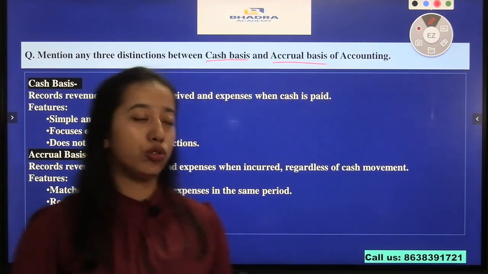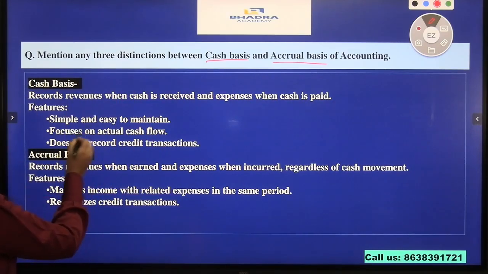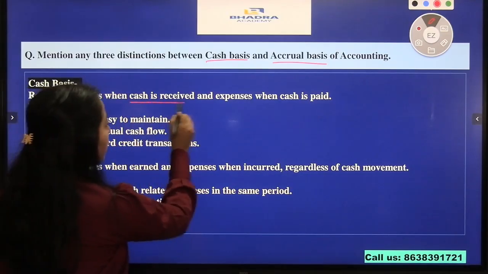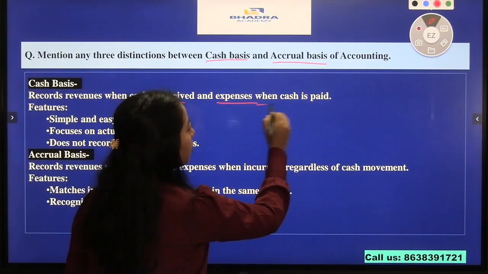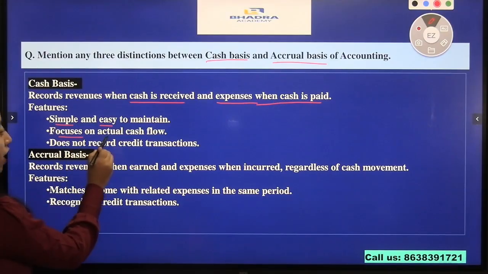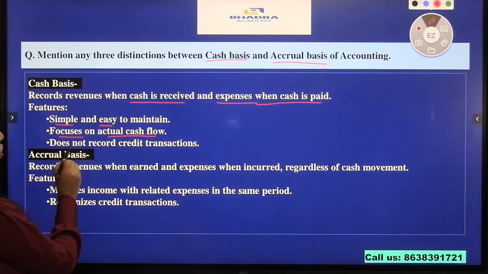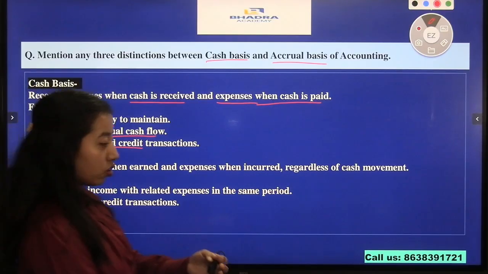So what is cash basis? As the definition says, cash basis records revenues when cash is received and expenses when cash is paid. The features of this basis are that it is simple and easy to maintain, it focuses on actual cash flow, and it does not record credit transactions.